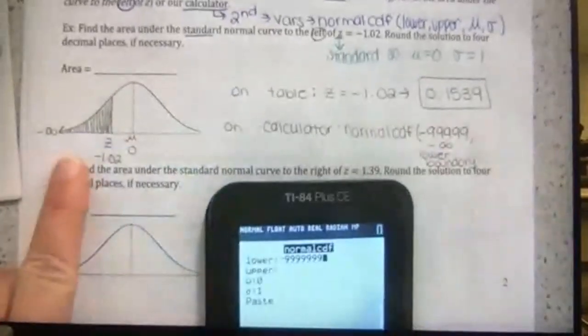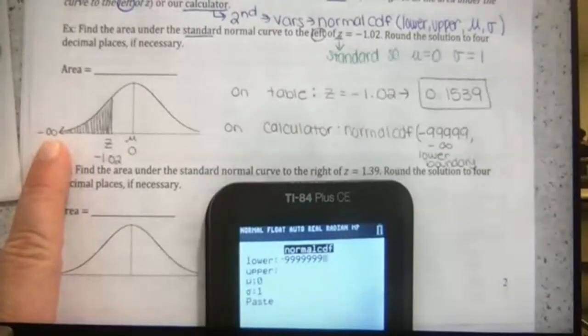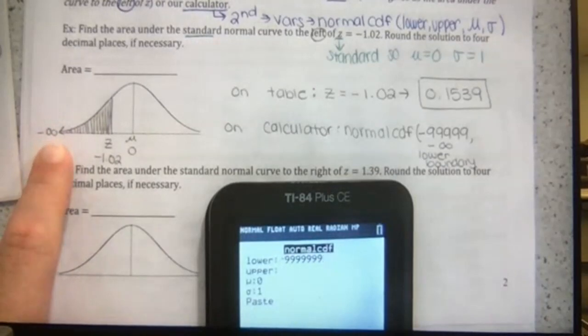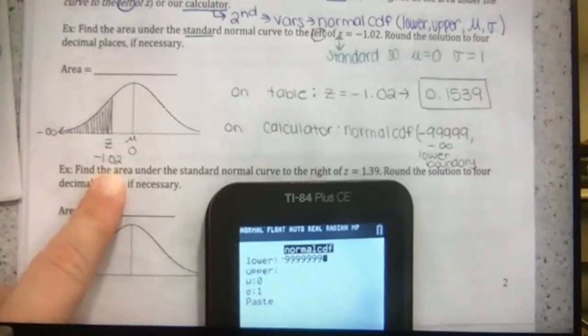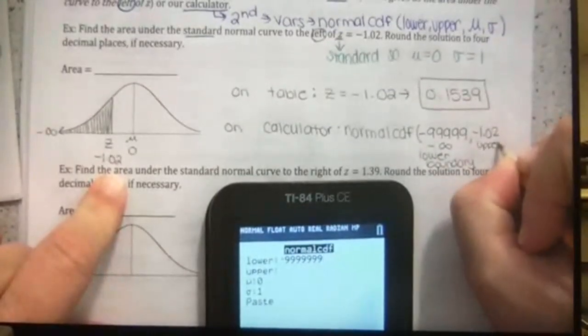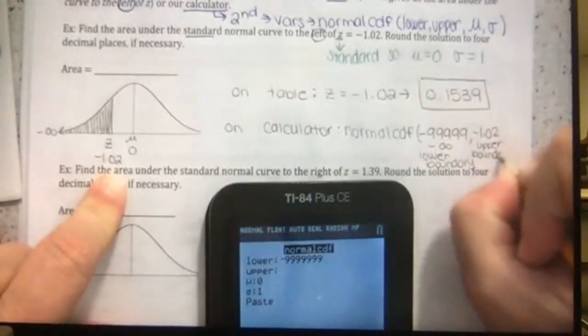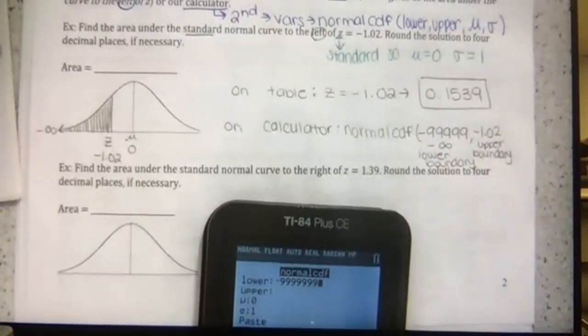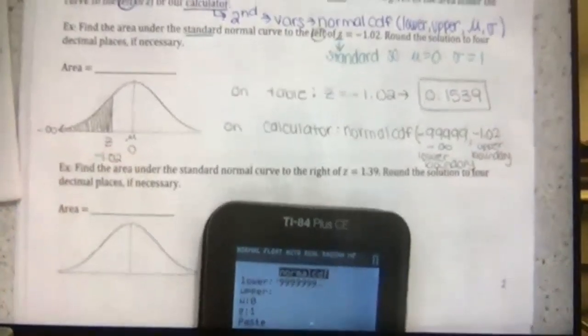The reason why it's our lower boundary, we're talking about this area. So the area to the left, this is going from left to right, our smallest to our largest, just like in interval notation. I'm referencing a lot of algebra today. But it's going down to negative infinity. We can't put negative infinity into our calculator, so we put -99999. Our upper boundary is -1.02, because we're saying that it's in between those two values.